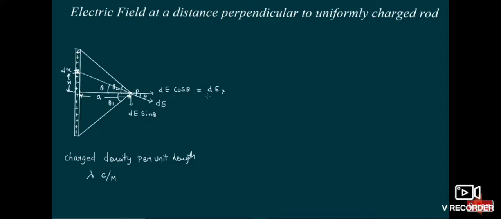But if we consider the point P at the middle, then the dEy components will be cancelled by each other. If the point is anywhere else, not at the center, there will be a dEy. If it is at the center, dEy will be cancelled, since there are two electric fields in opposite directions. Now we have dEy, that is dE sin theta, and dEx is dE cos theta.